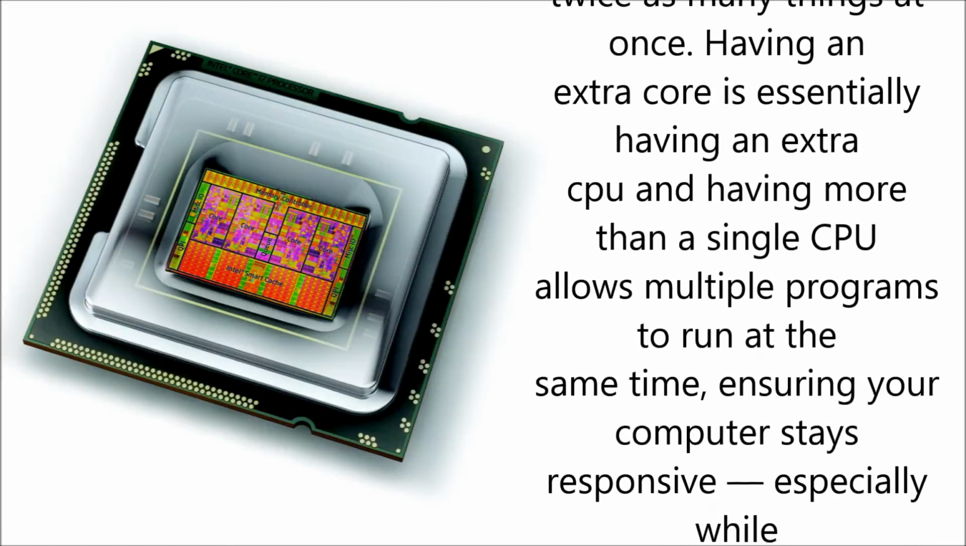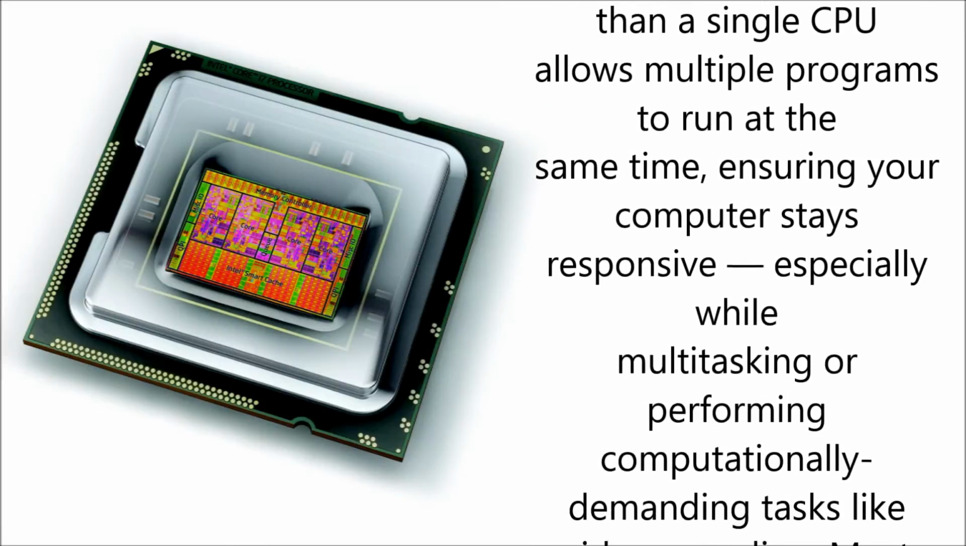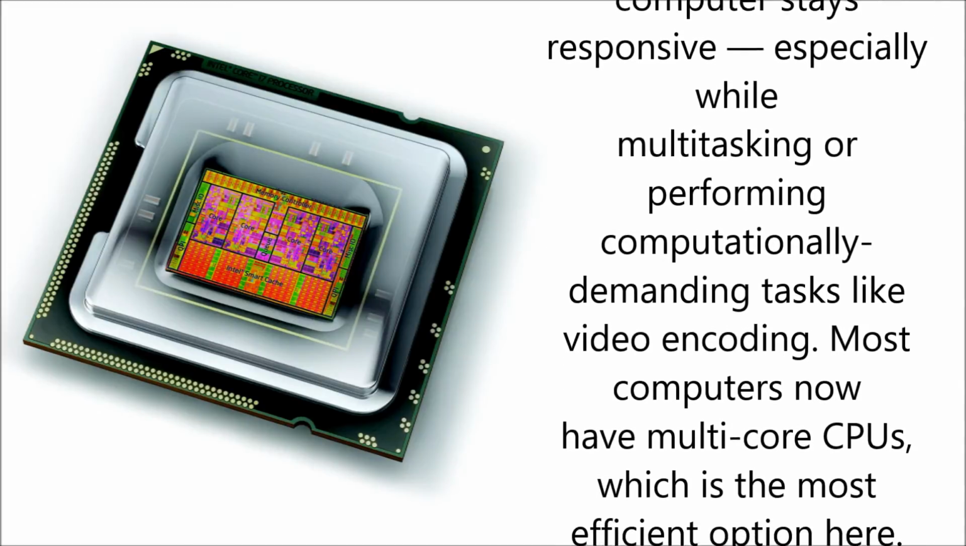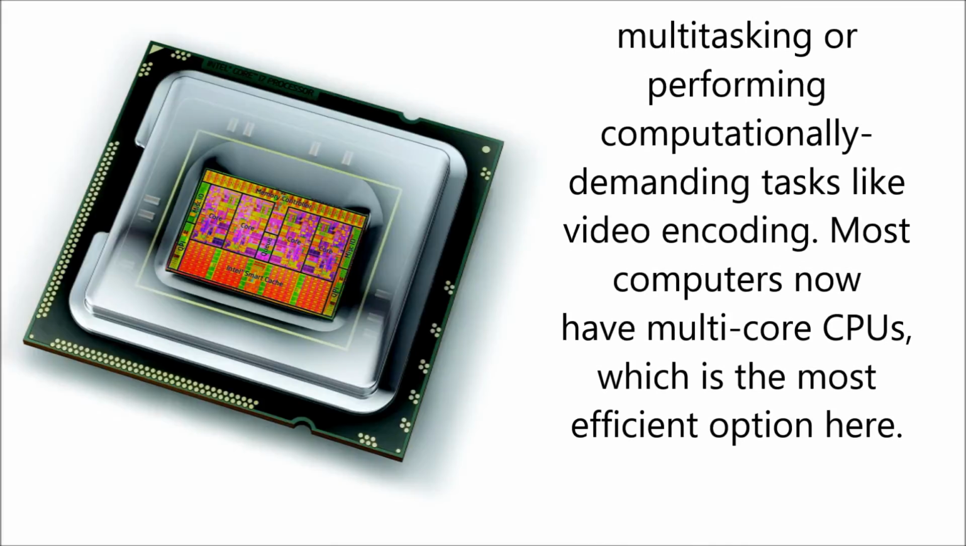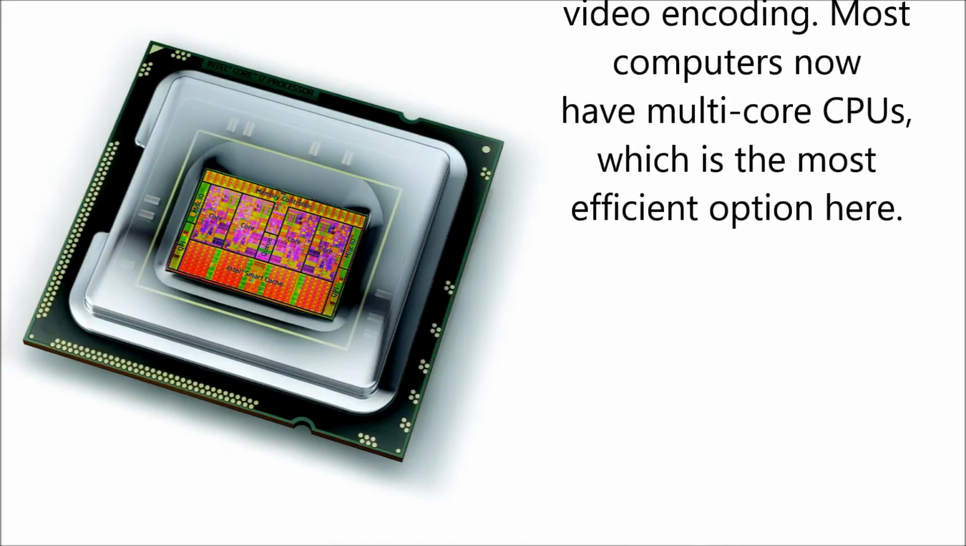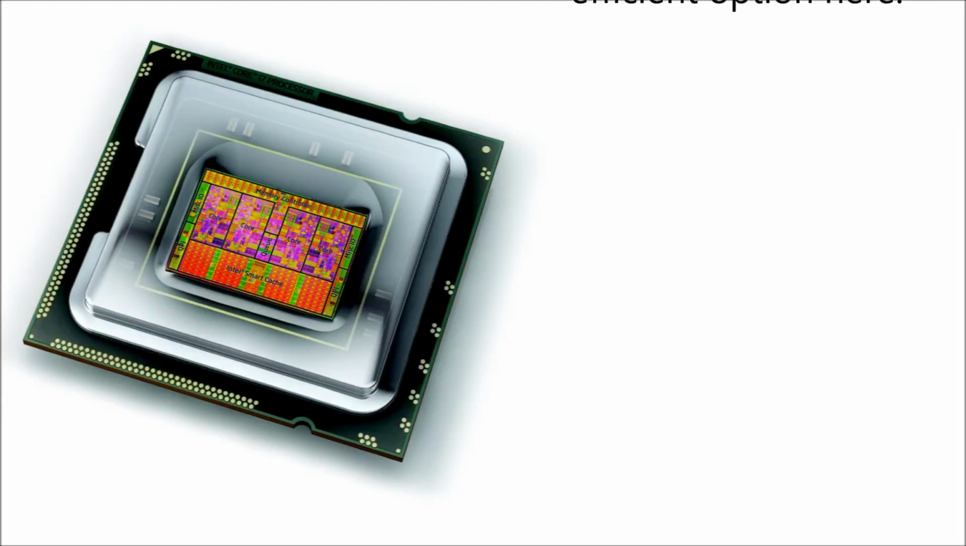Having an extra core is essentially having an extra CPU, and having more than a single CPU allows multiple programs to run at the same time, ensuring your computer stays responsive, especially while multitasking or performing computationally demanding tasks like video encoding. Most computers now have multi-core CPUs, which is the most efficient option here.